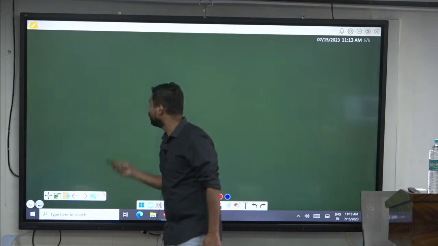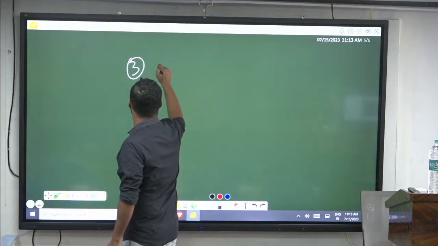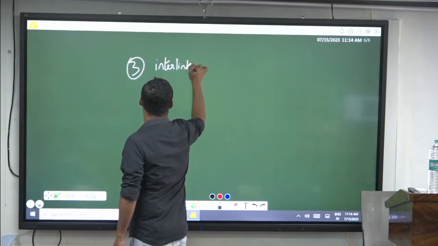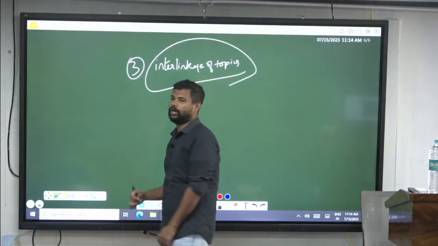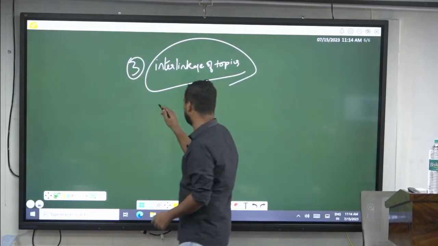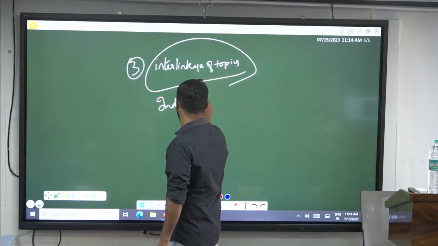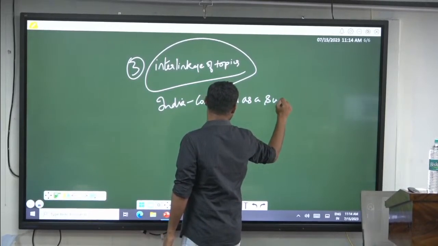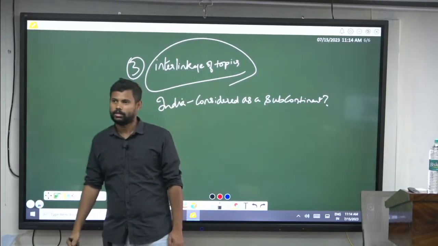Okay. The third is the interlinkage of topics. There is very high interlinkage of topics in GS1. For example, this is a question that is asked in UPSC. Why is India considered as a subcontinent?